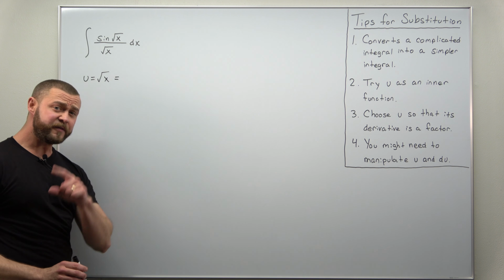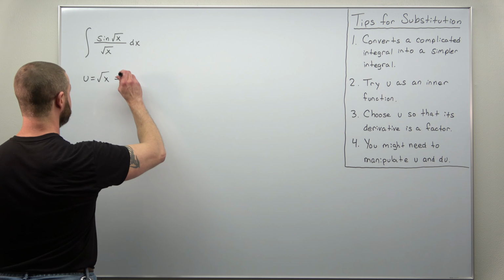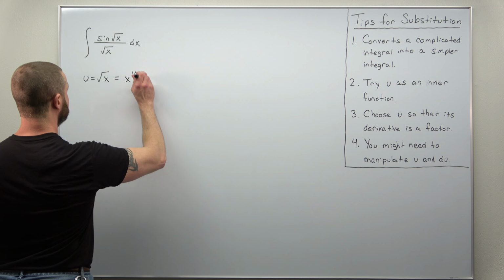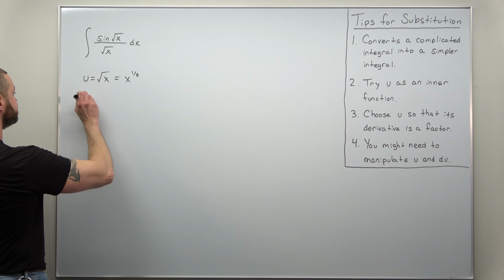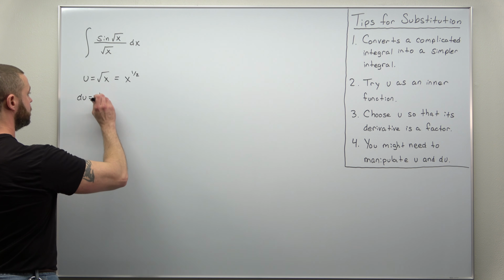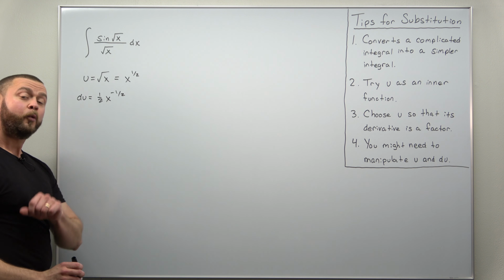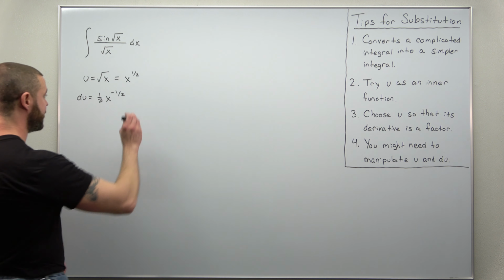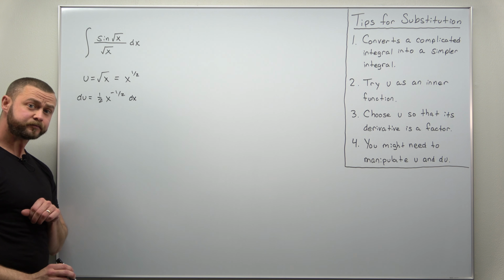For calculating the derivatives, I'm going to rewrite that instead of square root of x, I'll write that as x to the 1/2 power. That way we can apply the power rule for derivatives when we calculate du. So differentiate by bringing the power down, and subtract 1. 1/2 minus 1 will give you negative 1/2. And since we're working with differentials, we multiply by dx.